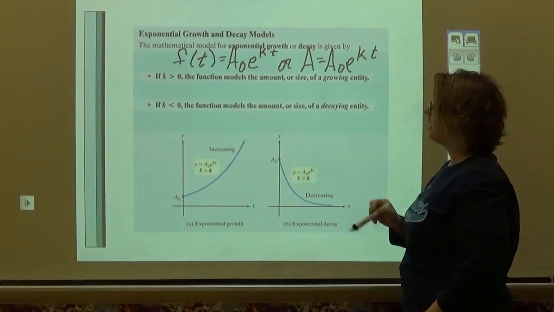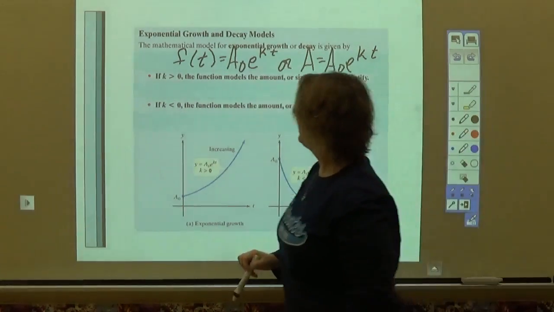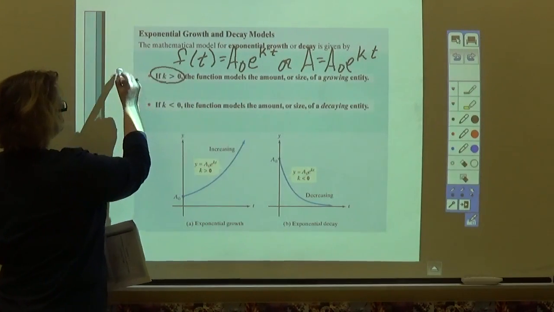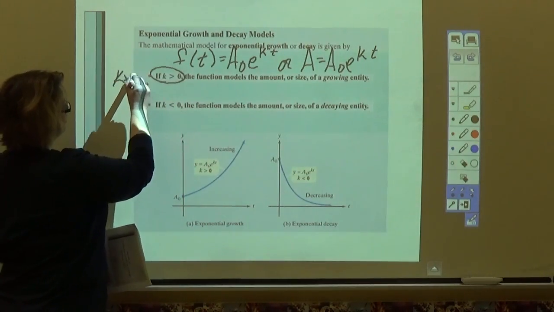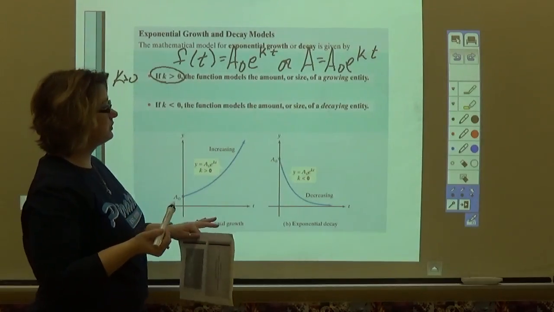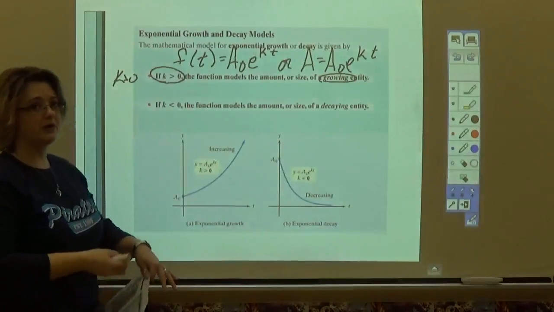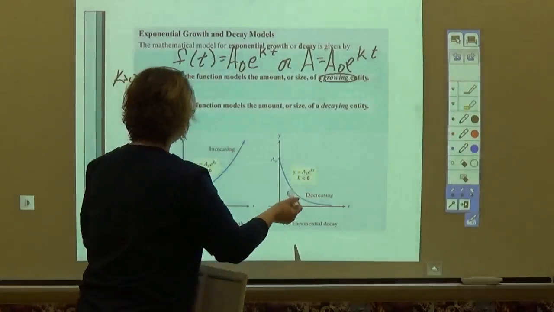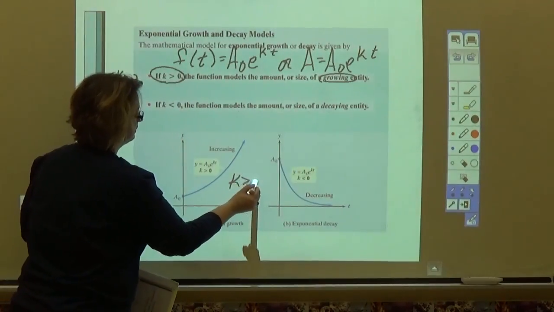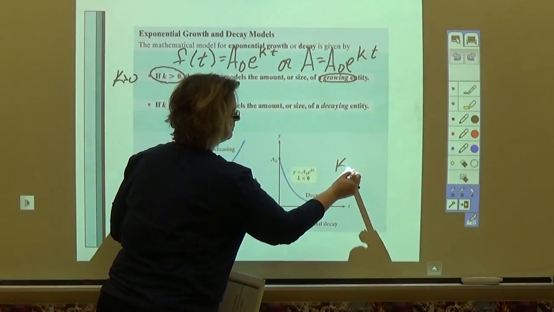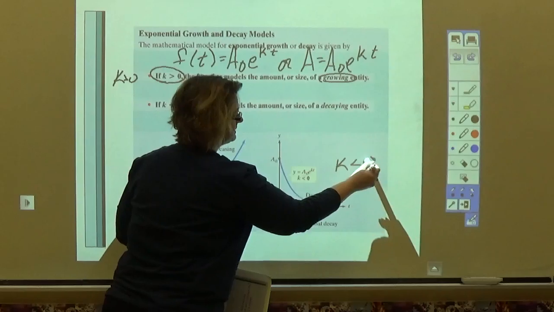Okay. So what do all of these things mean? Well, right here you can see, it says in your notes, if k is greater than 0, it's the growth rate, then you're going to grow. So if it's a positive growth rate, obviously it's going to grow. If your k is less than 0, then you're going to have decay.